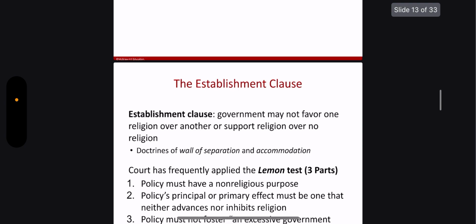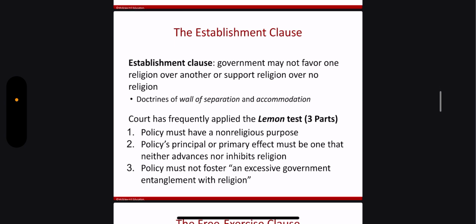All right. And so within religion in the First Amendment, there's two major clauses we have to talk about: the establishment and the free exercise clauses. So in the first one, the establishment clause basically says, hey, the government can't favor one religion over another or support one religion over no religion. Okay. This is the idea of a separation between church and state, as well as an accommodation.